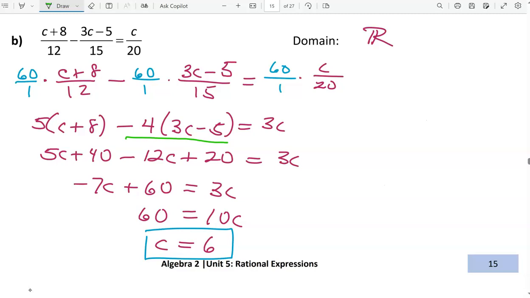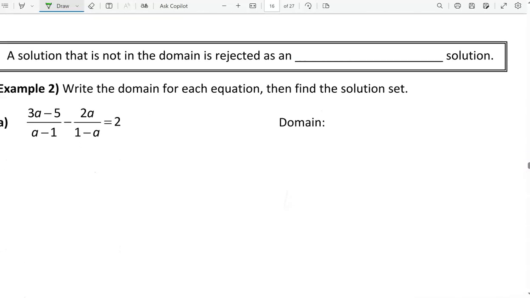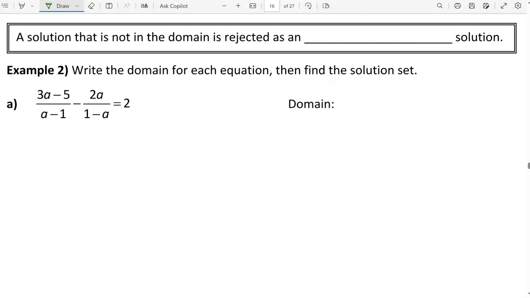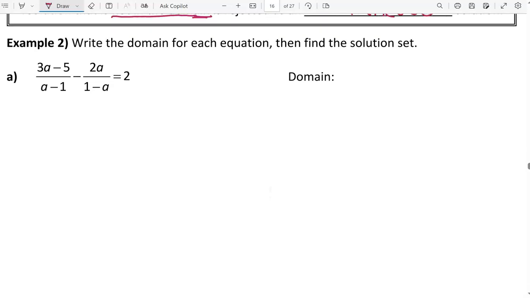All right, let's move on to algebraic fractions. And when we have these algebraic fractions with denominators that are not constants, we face the possibility of a solution that's not in the domain. So if we get a solution that's not in the domain, it's going to be rejected as what's called an extraneous solution. That comes from that word extra, right? It's an extra solution that we get based on our solution method. That doesn't mean we've done something wrong. That just means we got an extra solution.